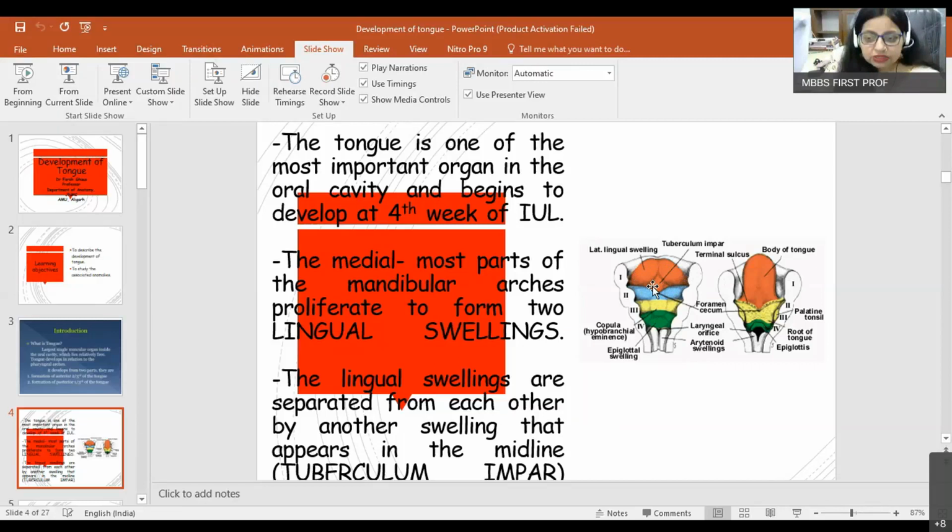So these three structures, that is the bilateral lingual swellings as well as the tuberculum impar, develop in relation to the first arch. In relation to the second, third and fourth arch, you can see an oval structure in the midline having all three colors, blue, yellow as well as green. These together form a swelling that is known as the hypobranchial eminence.